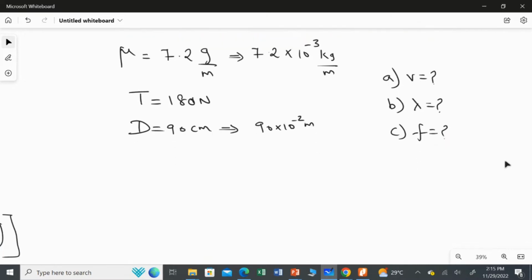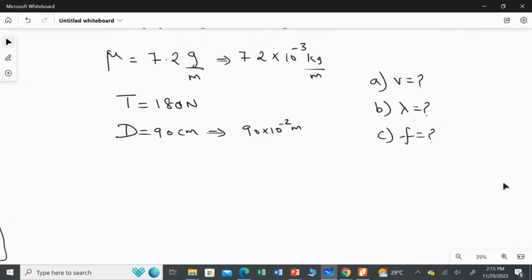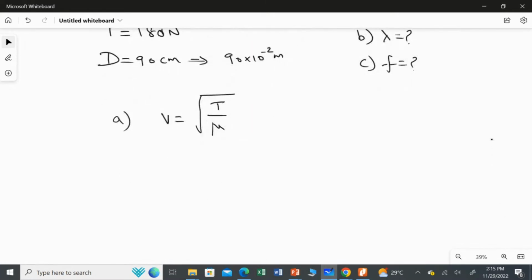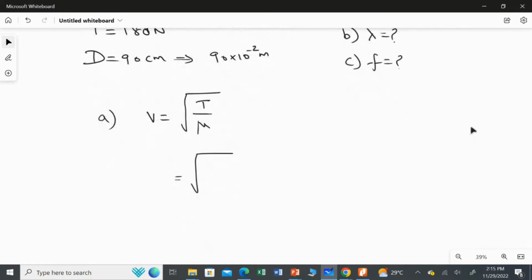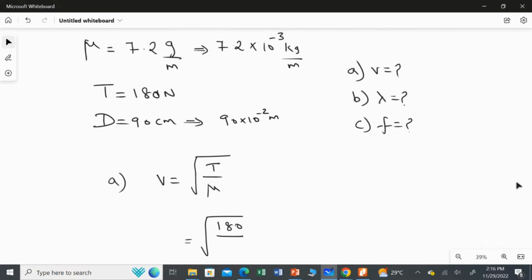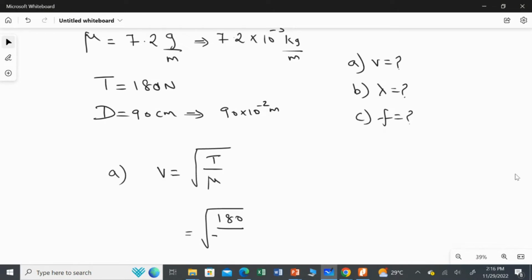First of all, I'm going to find the speed of the wave on the string. As we already studied, v equals the square root of T over mu. We have the data for the tension as well as the linear density, so I'm going to apply the values. The tension is 180 Newton, divided by the linear density, 7.2 multiplied by 10 power minus 3.